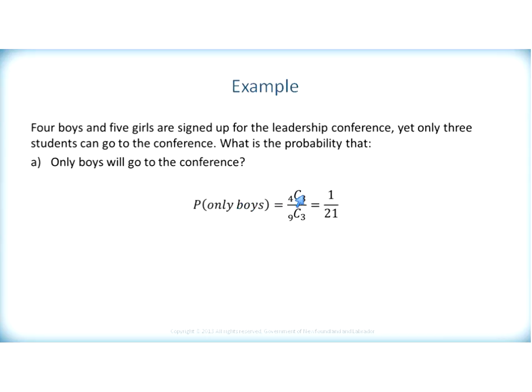Of course, on top we have the favorable outcomes. We only want boys, and what's in the numerator will be only boys. We have 3 students going to the conference and 4 boys to choose from, so we have 4 choose 3. In the denominator, the number of total possible outcomes, there are 3 positions, yet there are 9 people in total, the 4 boys and the 5 girls, to choose from to fill the 3 positions. When we calculate 4 choose 3 over 9 choose 3, we have 1 over 21, or 0.0476, which is about 4.8%.